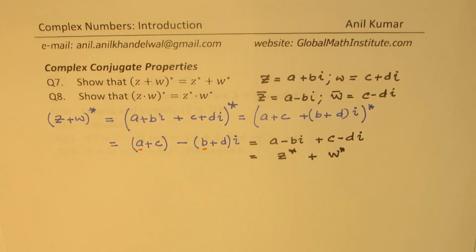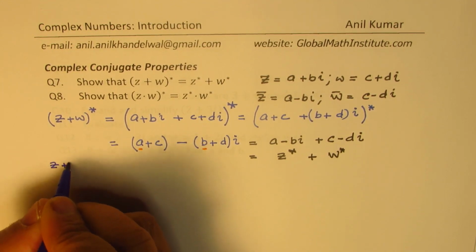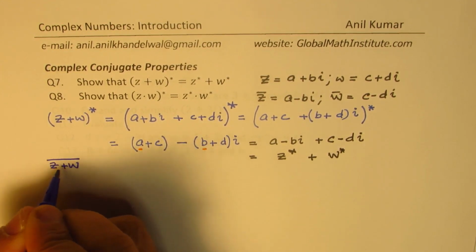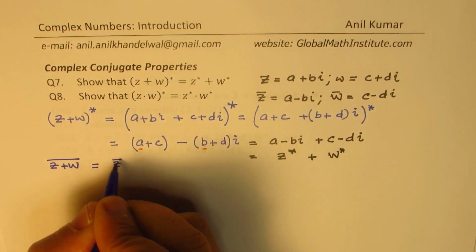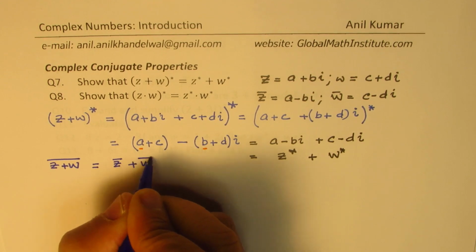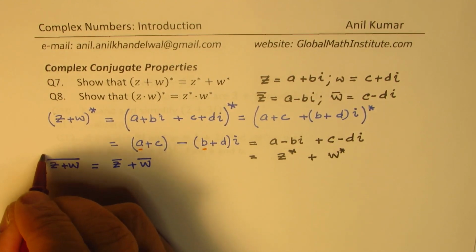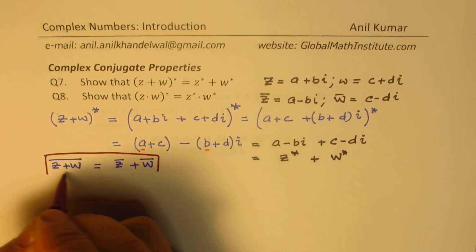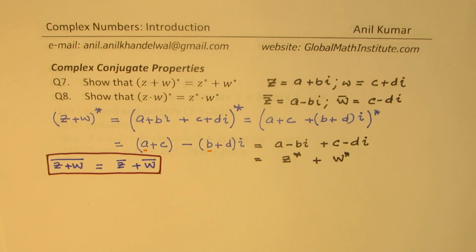Right. So we have shown that the conjugate of the sum, we could also write with a bar on the top, is basically equal to the sum of the conjugates. Is that clear to you? Now this is a very important property which has been proved here. Now let's take up the next part where we'll see what happens when we multiply them.